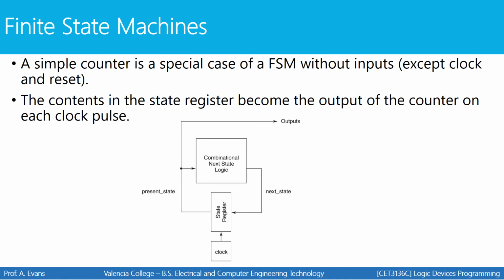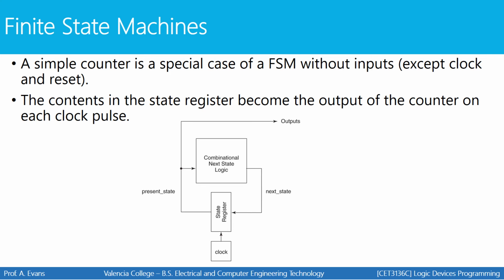So now that we've discussed state diagrams, I'm going to show you our first example of a state machine, and I'm going to start with a simple counter. A simple counter is a special case of a state machine without inputs, except for clock and reset. Clock and reset are considered sort of your default inputs. Every state machine is going to have a clock. Every state machine is going to have a reset to initialize the counter. Beyond that, you could have other user inputs like data inputs, enable inputs, or other things depending on your application.